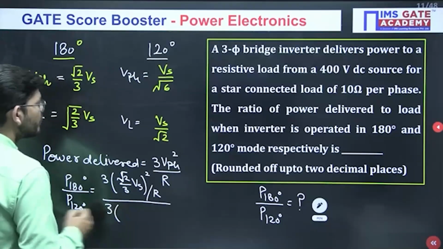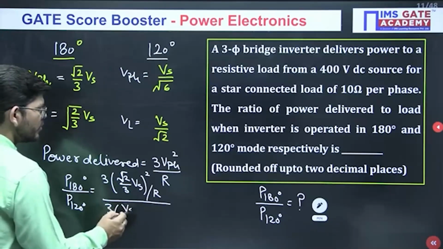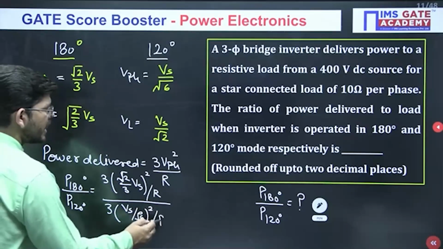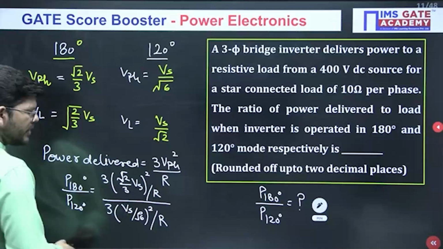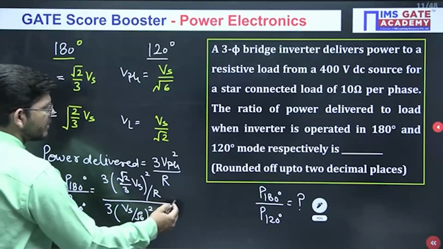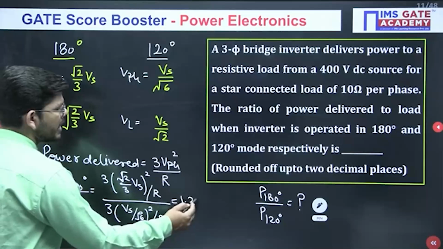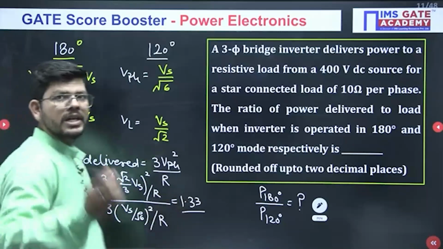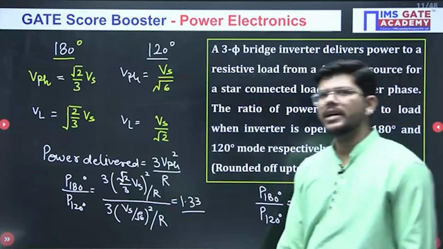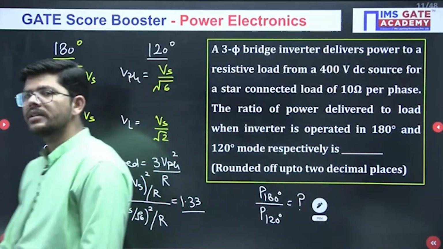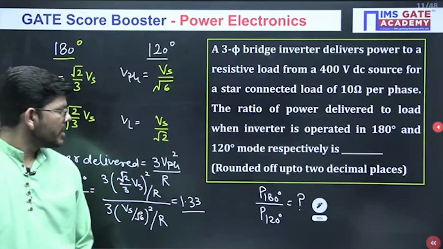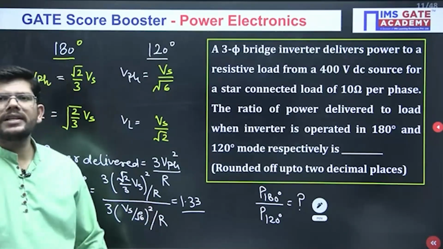Similarly for 120 degree, we get Vs over root 6, squared, divided by R. So Vs square and R will get cancelled, 3 and 3 get cancelled, and finally when you solve it, you will get an answer of 1.33, which Aryan is getting. Very good, Aryan. Okay, Nilmesh, are you getting the same answer? And what about Divya, Selja, Nitya, Niharika? Whether you are getting 1.33 as the answer?